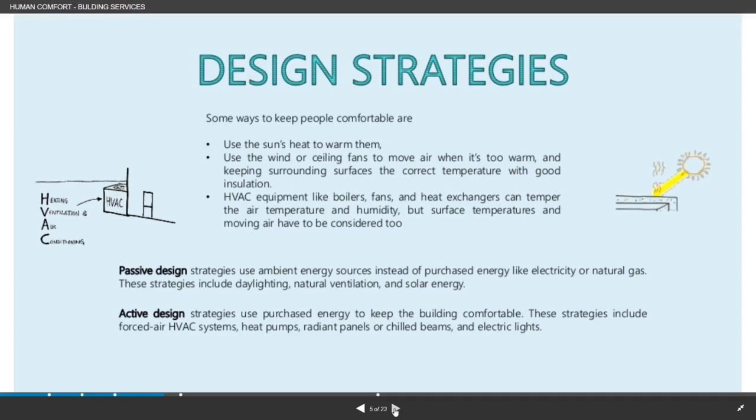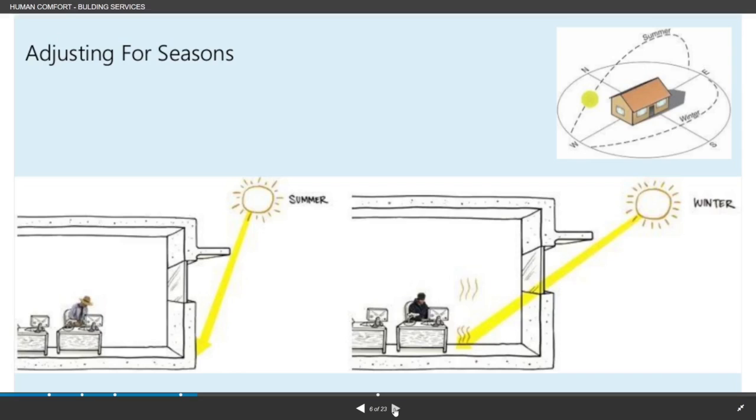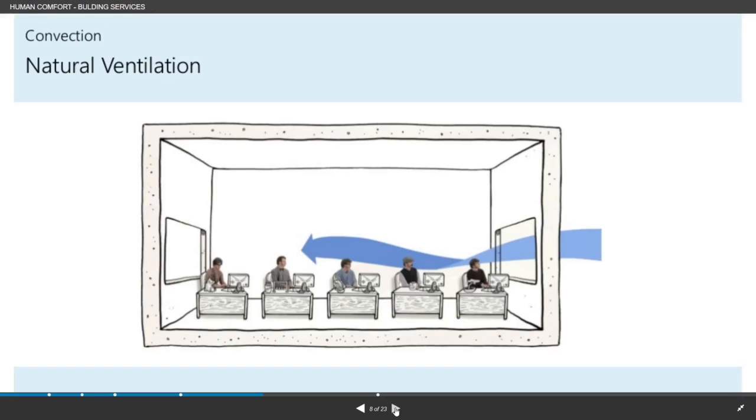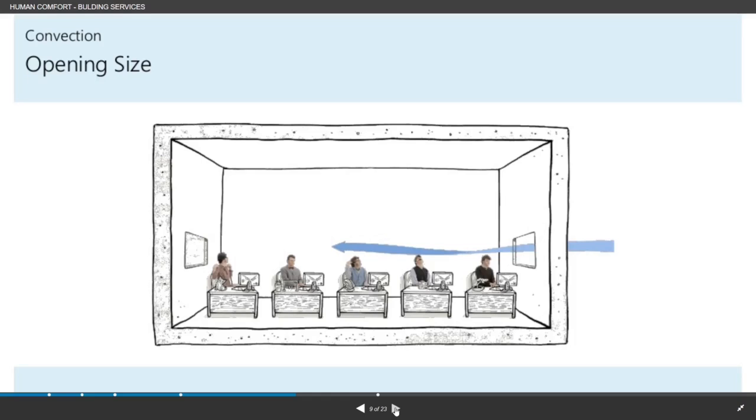So thermal comfort, design strategies. You can see the solar gain there and thermal mass. You can see the way that the footprint of the building is, where it's positioned. Solar heat gain, you'll know about natural ventilation, passive ventilation.